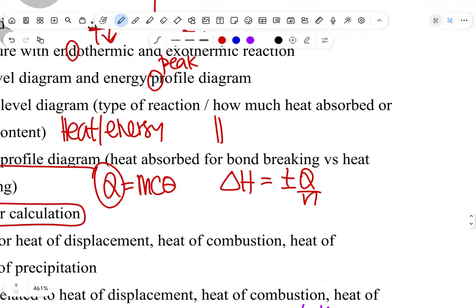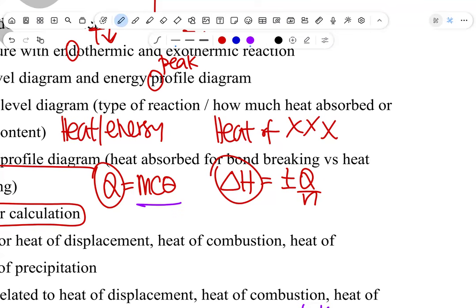When the question asks for the heat of something, heat of displacement, heat of precipitation, heat of neutralization, delta H, make sure you know what they want you to find. And the formula mc theta, you also learn this in physics, but the way we use this formula in physics and chemistry is not the same.